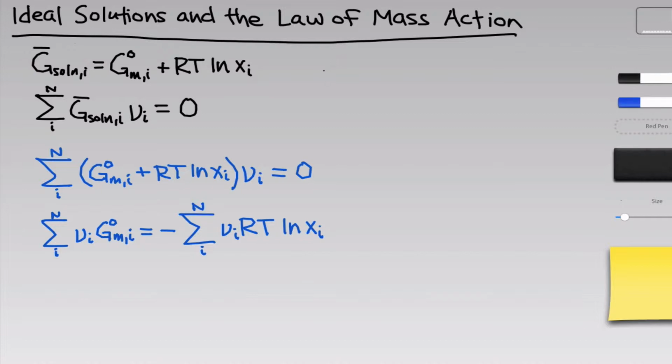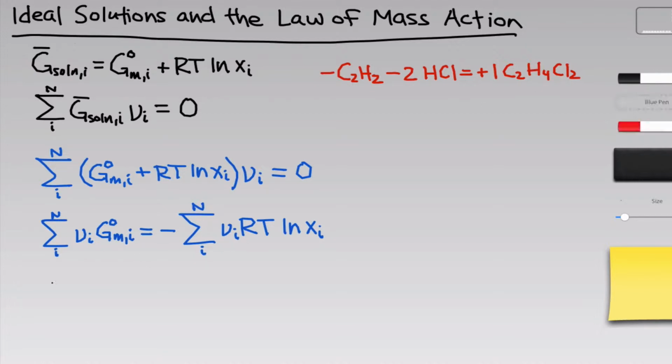Let's go back now to our example of ethine reacting with HCl. Using the convention of stoichiometric numbers, we can write that reaction almost as a mathematical equation. Negative C2H2 minus 2HCl plus 1 C2H4Cl2. So what does that make the left-hand side of this bottom equation here? Let's do the sum specifically for this reaction.